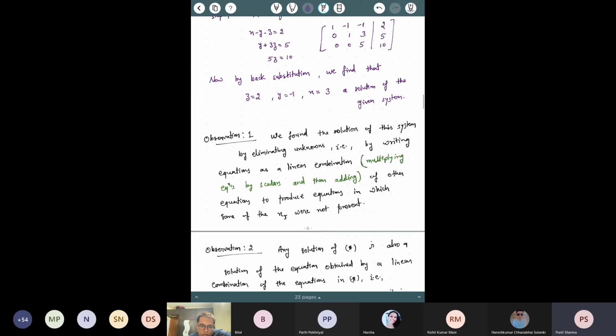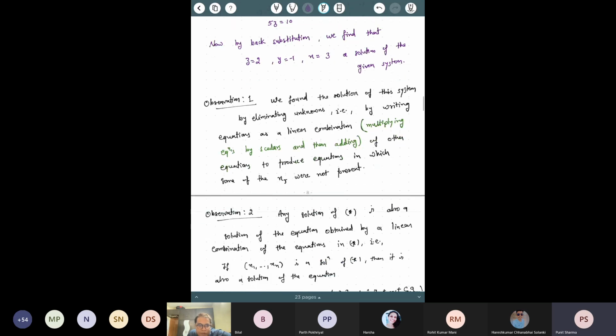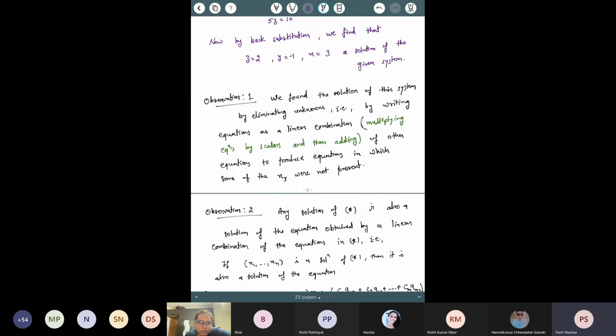Okay, so we can observe the following things here. I have written these two observations so that I can provide you these notes, and if you are missing anything, you can just read these notes and follow the lecture. So we found the solution of this system by eliminating unknowns, and by writing as a linear combination. So how did we eliminate this? We write some of the equations as a linear combination of other equations.